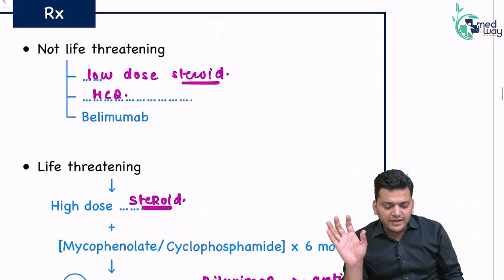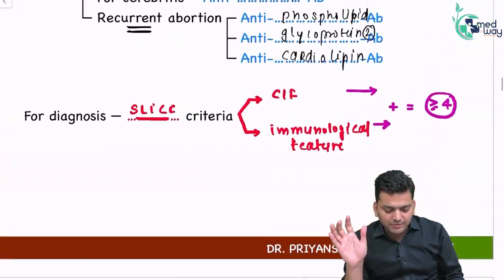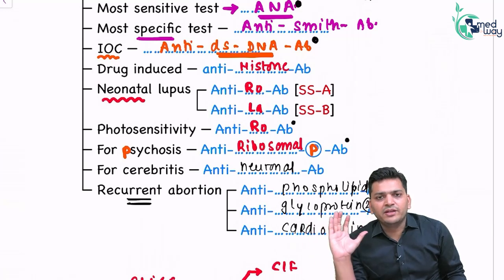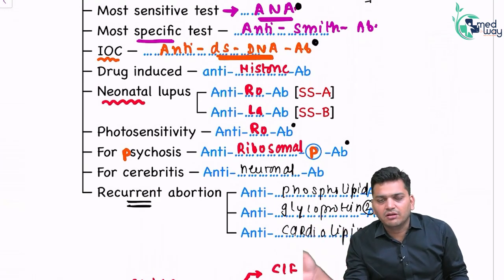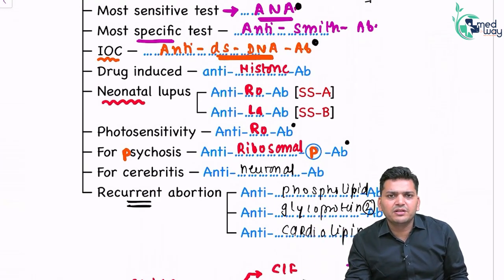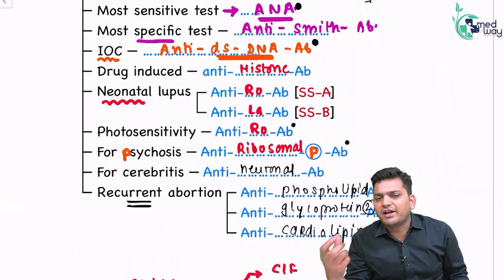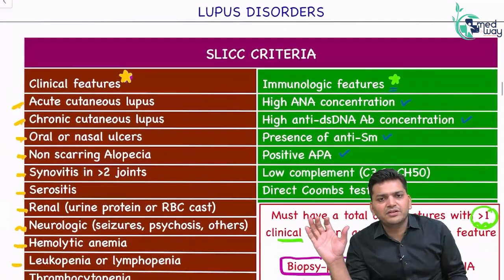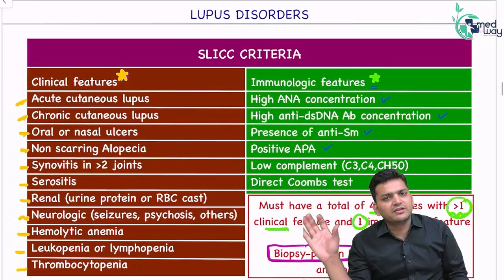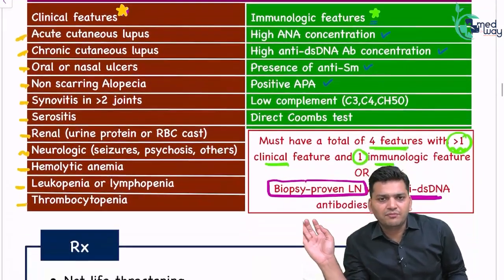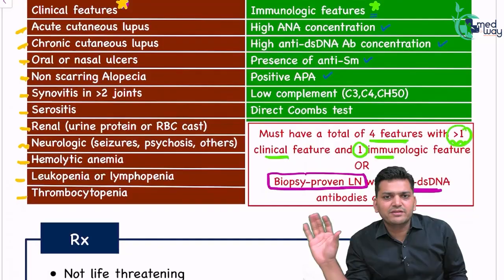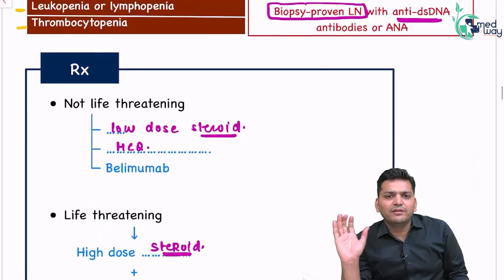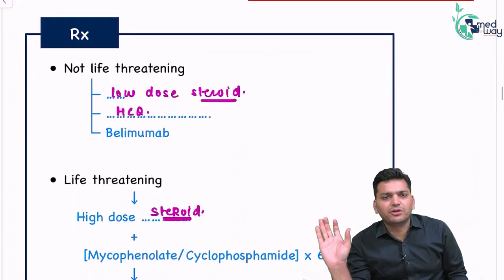The important idea is how to make a diagnosis. Whenever we are suspecting it, we will go for these antibodies. We'll search for anti-nuclear antibody, ANA, that is the most sensitive, then the specific ones, and depending on the symptoms, we'll find the antibodies. Then we are going to use the SLICC criteria. There are some clinical features, some immunological features, and the sum of them should be more than 4. If not, then we'll go for lupus nephritis plus anti-dsDNA. If it is there, it is SLE. And for the treatment, one of the mainstays of the treatment is going to be steroid.